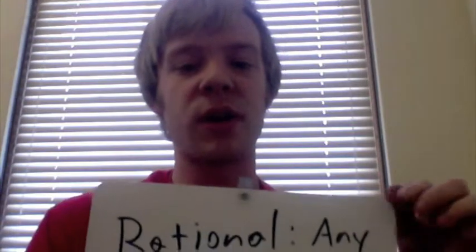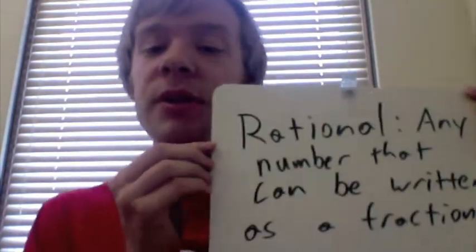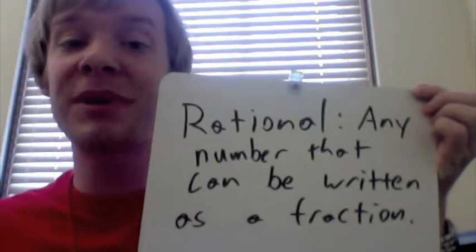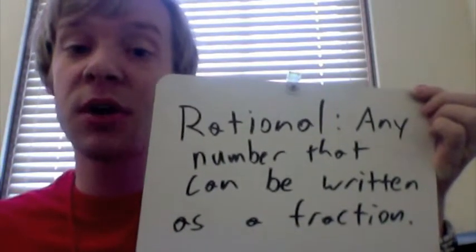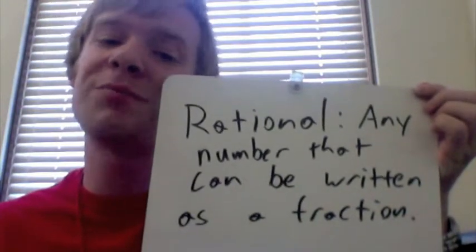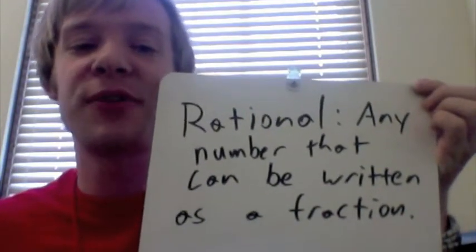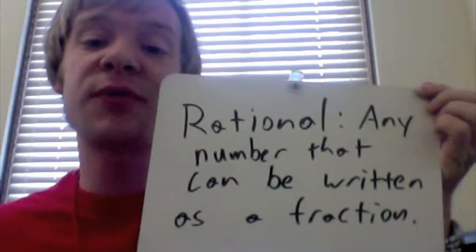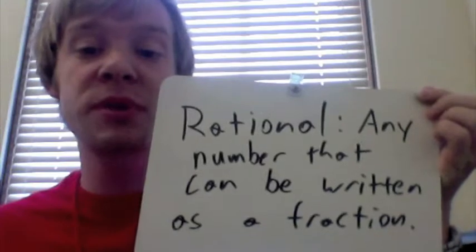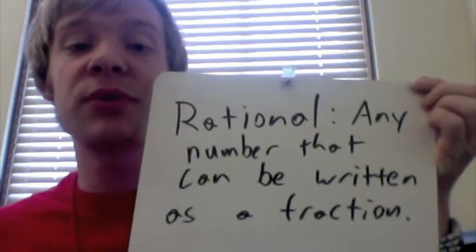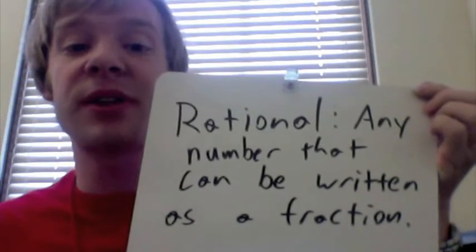What does that mean? Well, a rational number is any number that can be written as a fraction. When I say written as a fraction, it doesn't necessarily mean that it is a fraction. For instance, 5 is a rational number because it can be written as 5 over 1, but we don't always write 5 as 5 over 1. So a rational number is any number that can be written as a fraction that includes whole numbers, positive numbers, negative numbers, 0. The only thing that it wouldn't include would be something like pi.